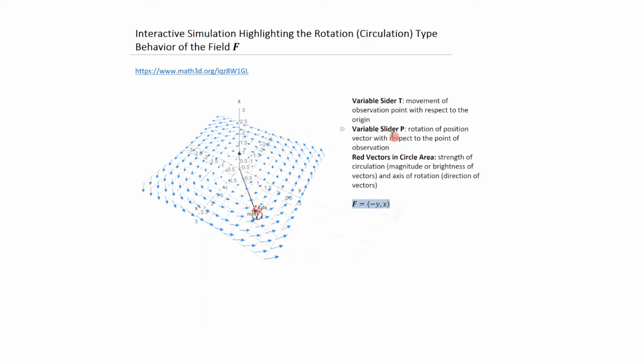The variable slider p is a rotation of position vector with respect to the point of observation. So this just makes a small circle about the center of that circle. The red vectors in the circle area are the strength of the circulation, the magnitude or brightness of the vectors, and the axis of rotation is the direction of the vectors. So these basically show vectors which have a certain length, which is the magnitude, and they're in a particular direction. Now, if you sweep over this area, you'll find that the vector magnitudes don't change, and the direction does not change.